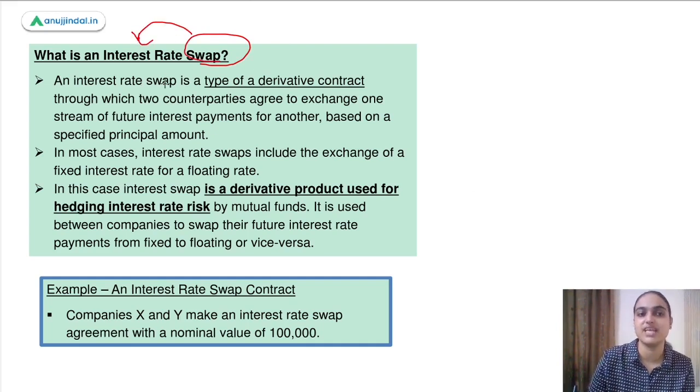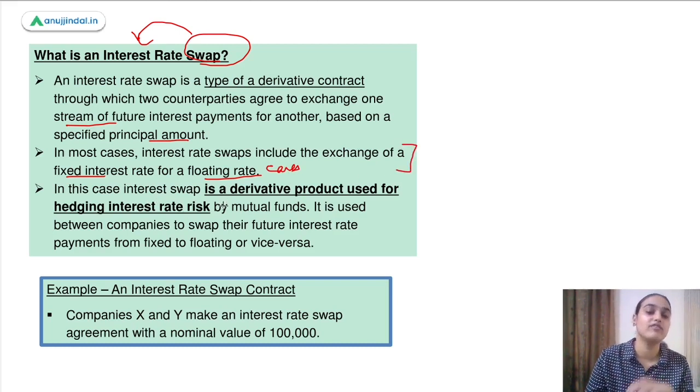Interest rate swap is a derivative contract through which two counterparties agree to exchange one stream of future interest payments for the other. So यहाँ पे आप अपनी interest rate risk जो है वो उनको contract में enter करके एक दूसरे के साथ exchange कर रहे हो. Here you are exchanging the fixed interest rate for the floating interest rate in most of the cases. So here this will be clear when I'll be explaining you the example.